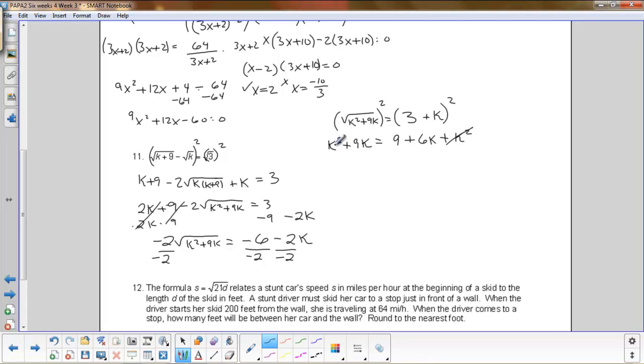Your k squareds cancel out, and now I'm going to move my 6k to the other side of the equation. And solve for k. k equals 3. Check to make sure it's not extraneous. And there's your solution to this problem.